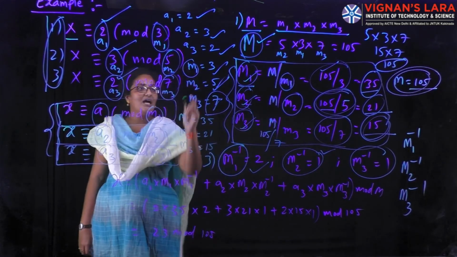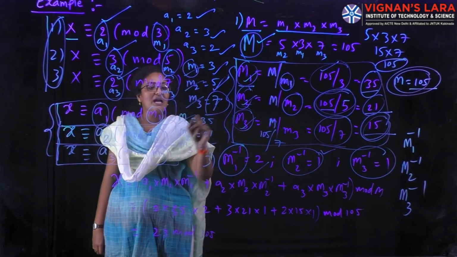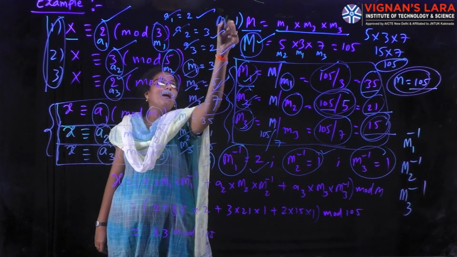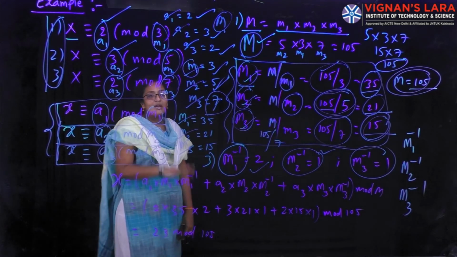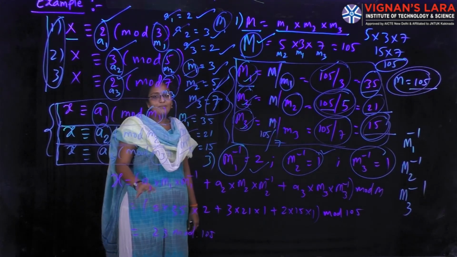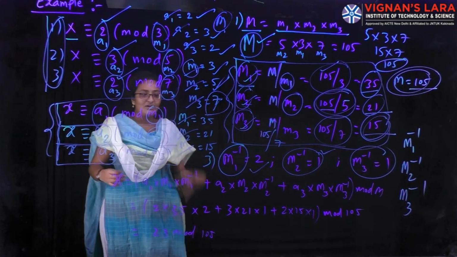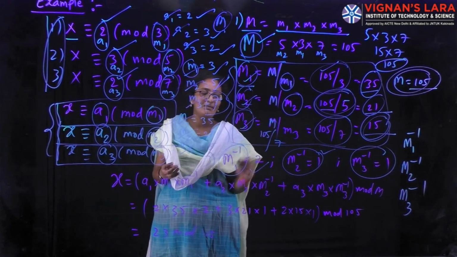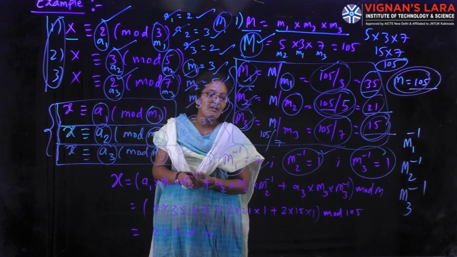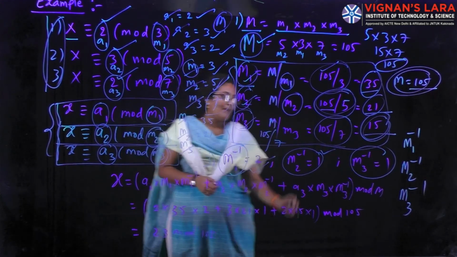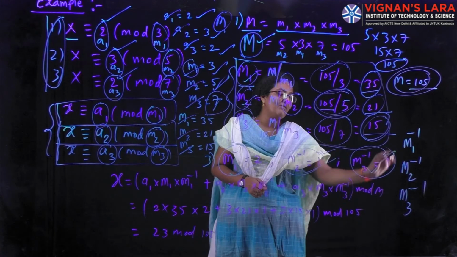So now I have the small m values, the capital M values, the a values, and the capital M value 105. Everything I have, I need to compute M1 inverse, M2 inverse, M3 inverse. For computing that, I applied the multiplicative inverse formula, and I got M1 inverse as 2, M2 inverse as 1 and M3 inverse also as 1.